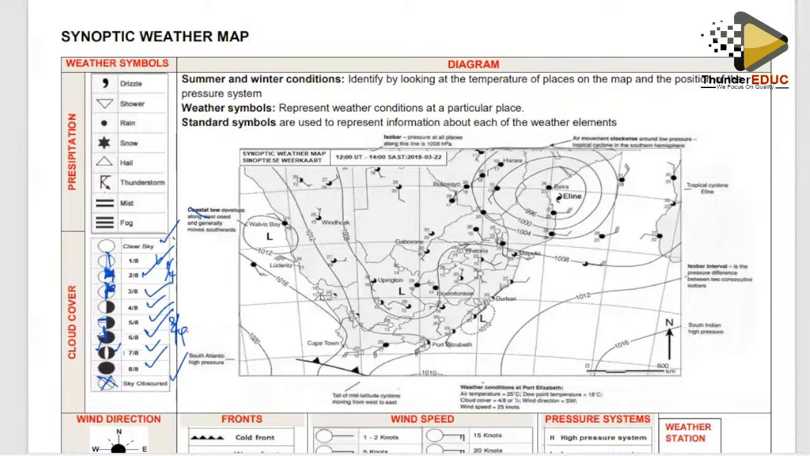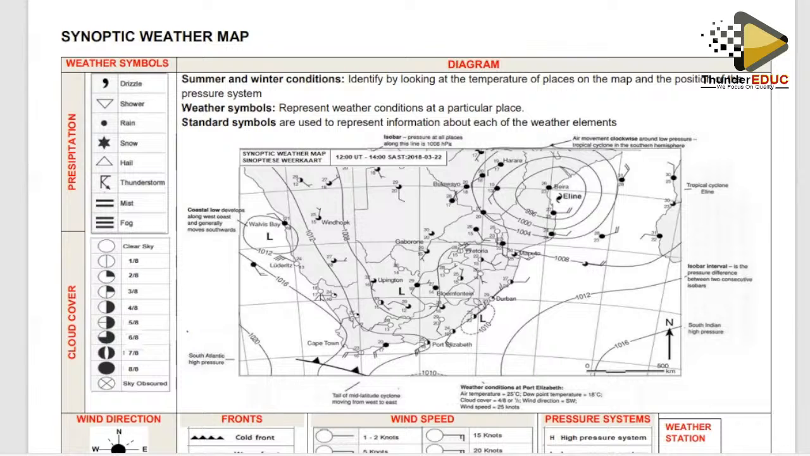So basically that is with cloud cover. When we're talking of cloud cover, we are referring to those particular aspects and the different shading, which is used to show the different amount of cloud cover, and also how it is geographically presented on the synoptic weather map.